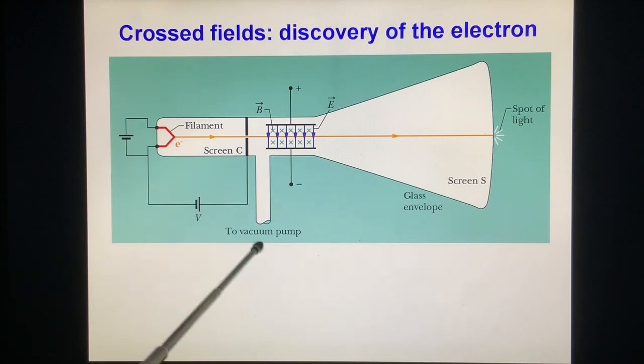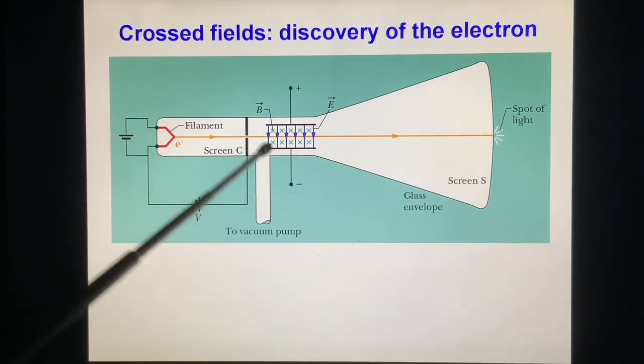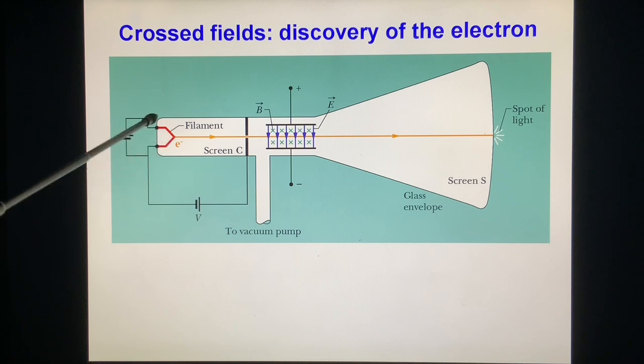Here is a tube to the vacuum pump. That means all these devices are in a vacuum environment. Here we have a filament. We use a battery to heat it up, so electrons are ejected from the filament.